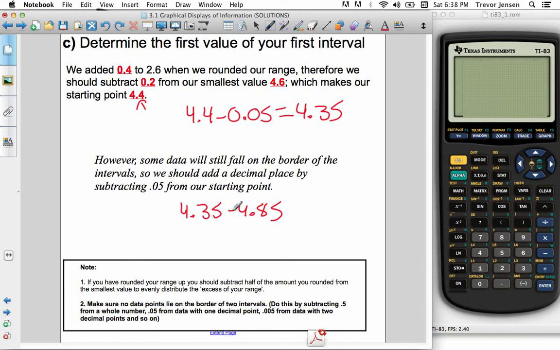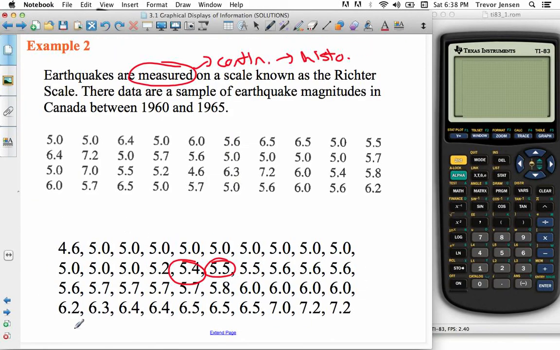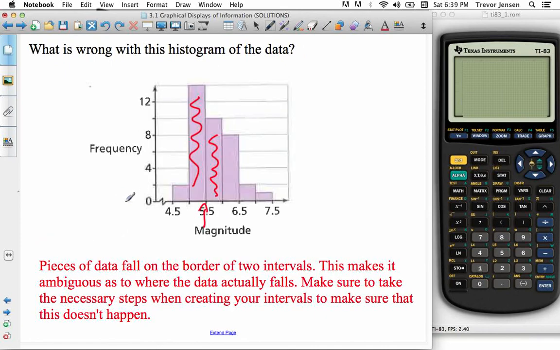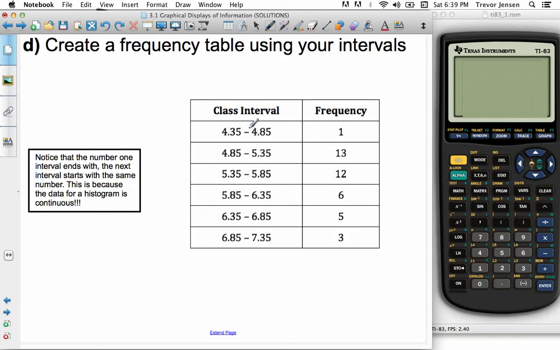And if we look back, there are no data values that have 2 decimal places, so none of the data points will fall on any of our interval boundaries. That takes care of that problem. Notice my first interval was 4.35 to 4.85, the next one was 4.85 to 5.35, going up by 0.5 each time. And we've distributed our range evenly above and below, so that our representation isn't skewed too much by the fact that we rounded our range up.